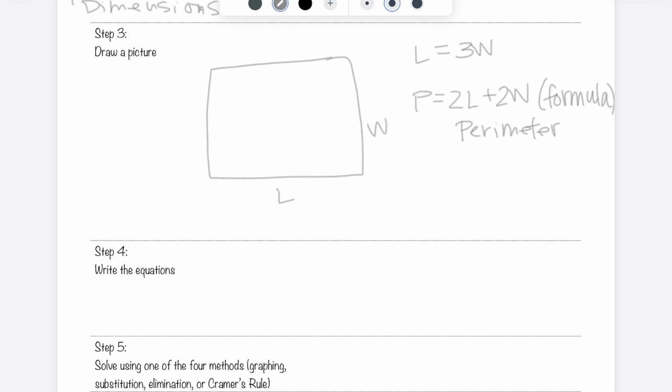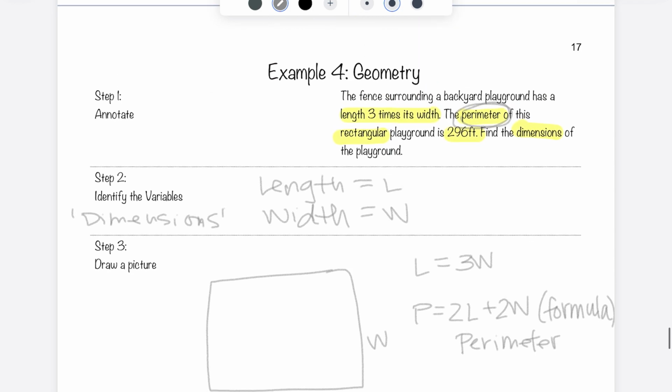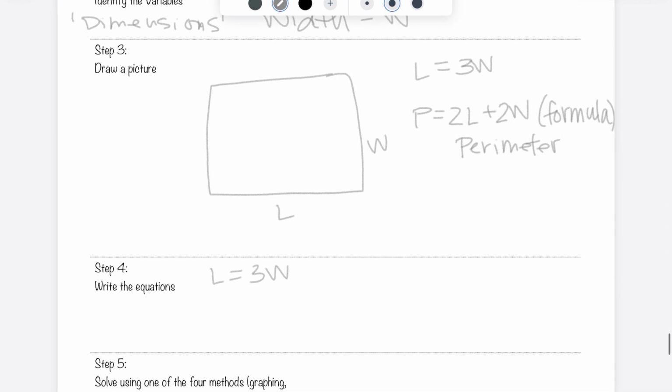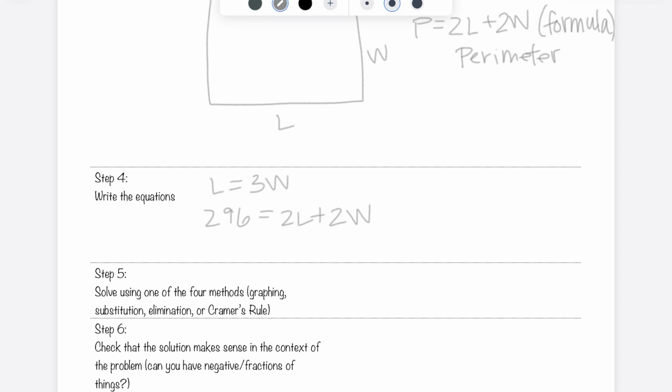So my equations would be L equals 3W. And then for my perimeter, I know that I want the perimeter to be 296, so that's going to go in here for P. And then I have 2L plus 2W. So those are my 2 equations. Then I would go into solving using graphing, substitution, elimination, or Cramer's rule.